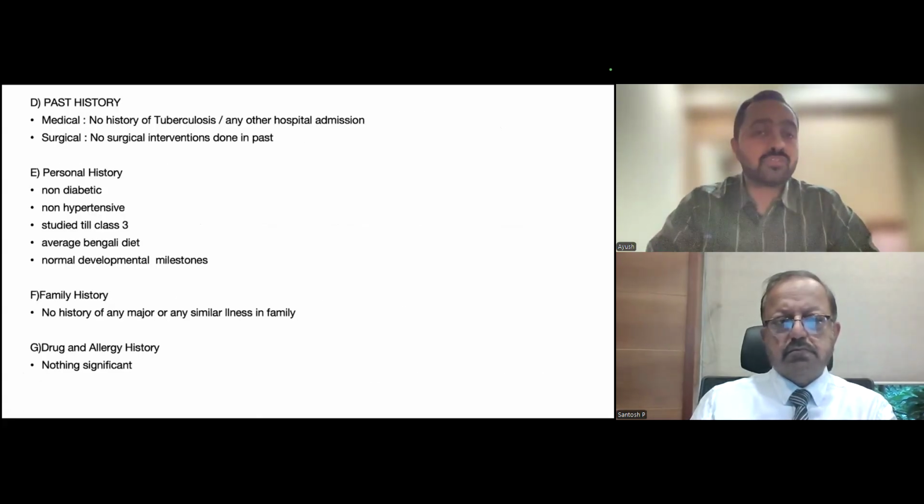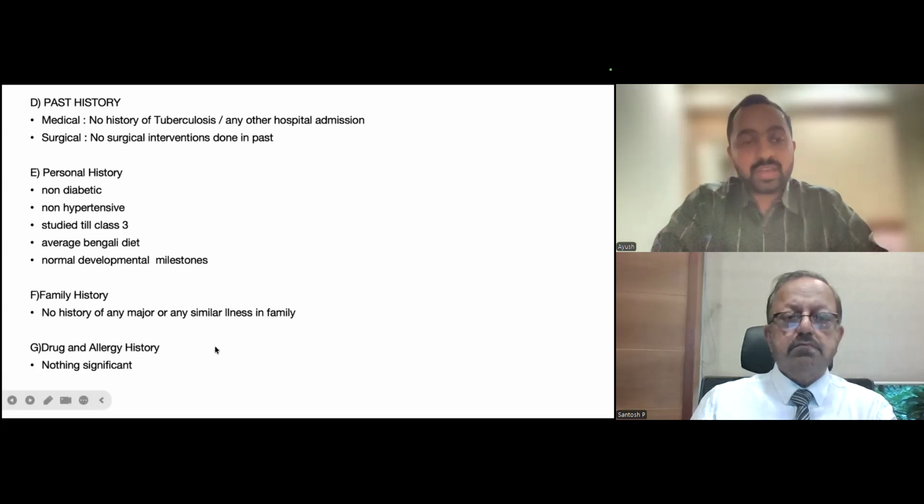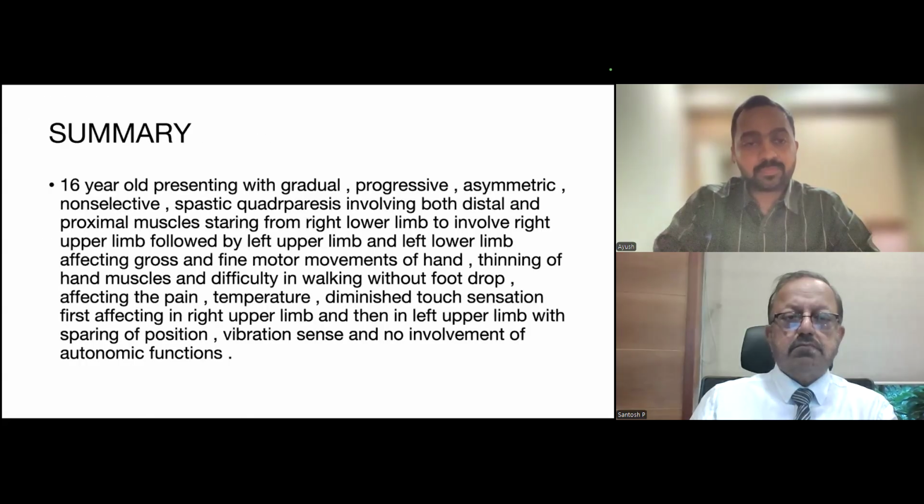Past history: no history of tuberculosis or any other hospital admission, no surgical interventions done in the past, non-diabetic, non-hypertensive, studied till class 3, average Bengali diet, normal developmental milestones, no history of any major or similar illness in the family, and there was no significant drug or allergy history.